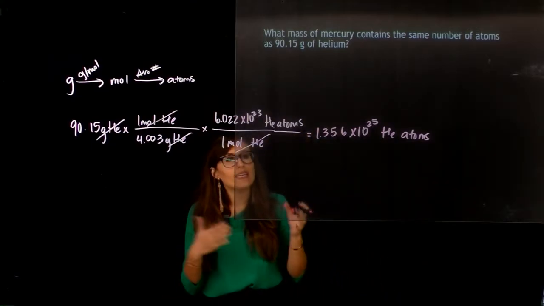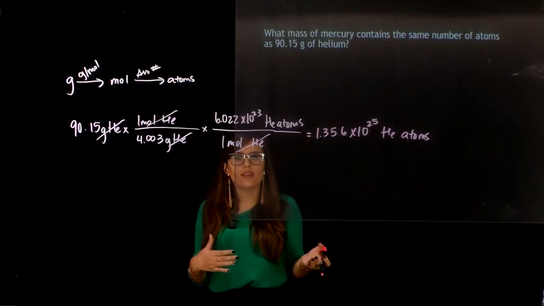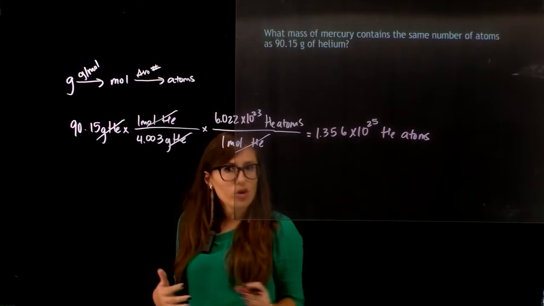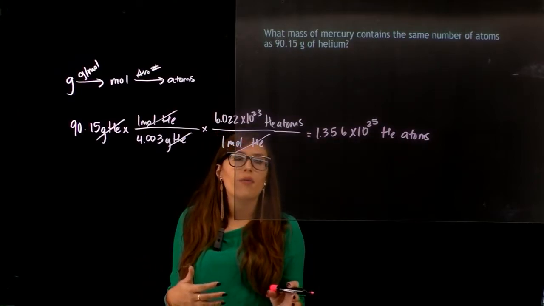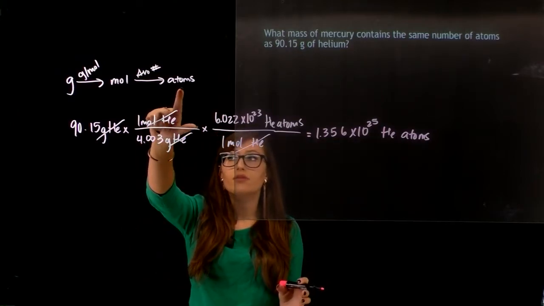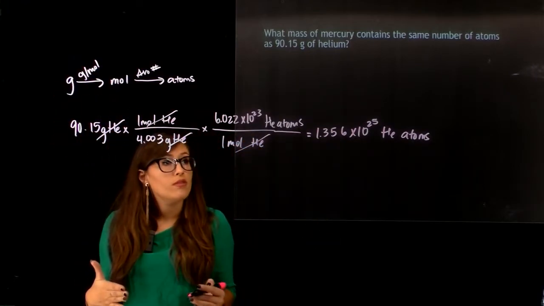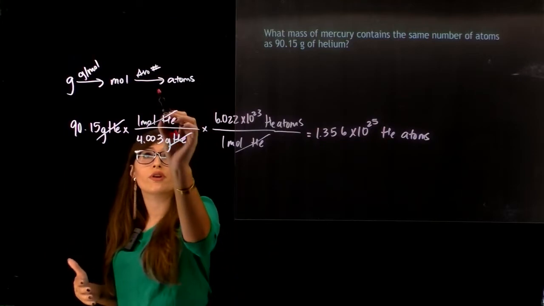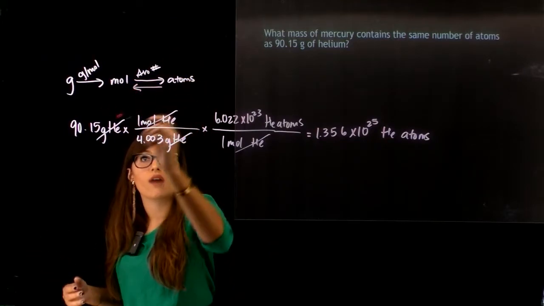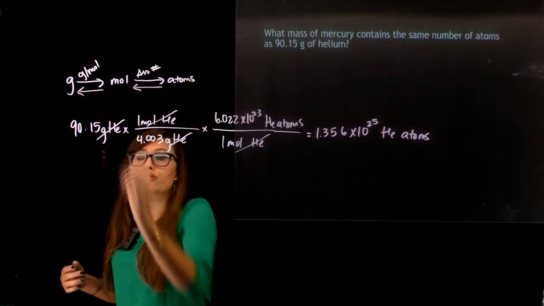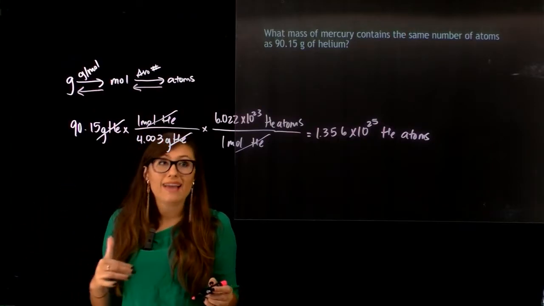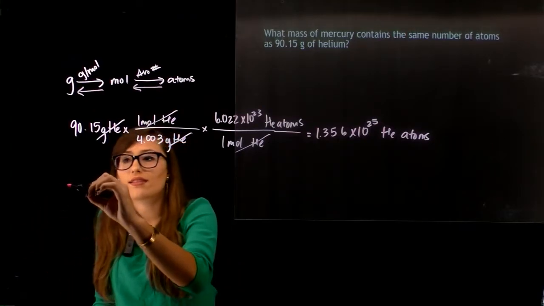So now that we have helium atoms, we can say this is how many mercury atoms I want, and now I want to go from mercury atoms to mass of mercury. In this format, we're just doing everything in reverse. We're going from atoms to moles using Avogadro's number, and moles to mass by using the mass of mercury in this case.